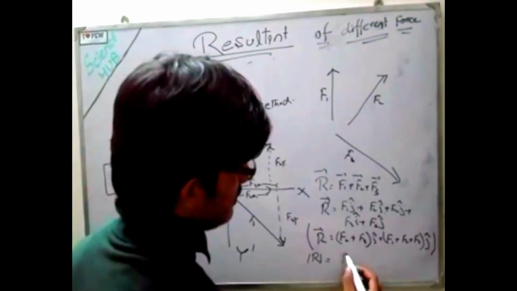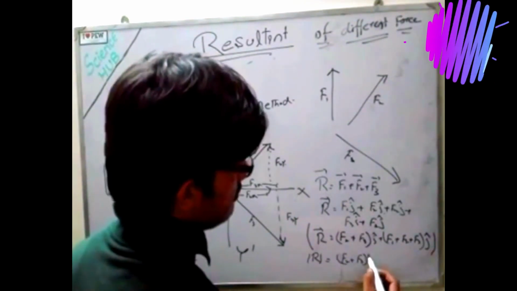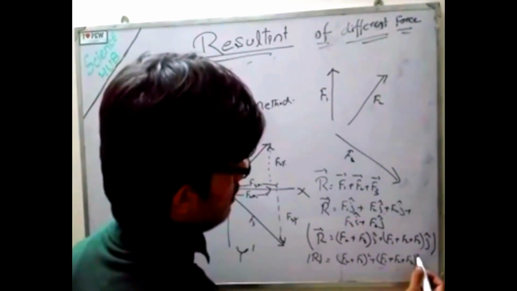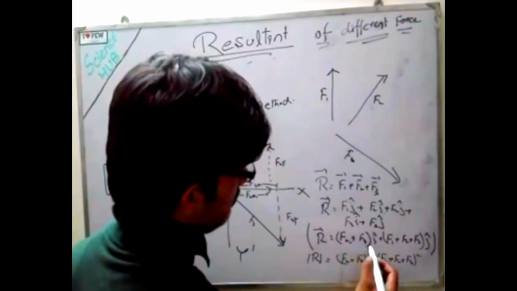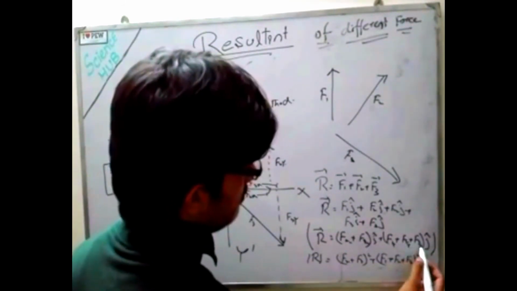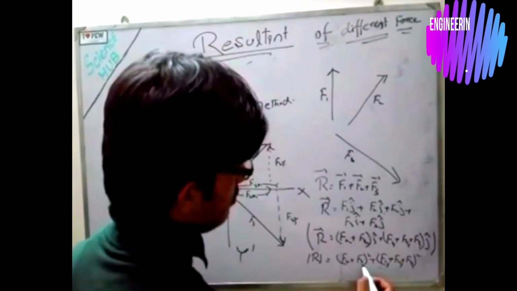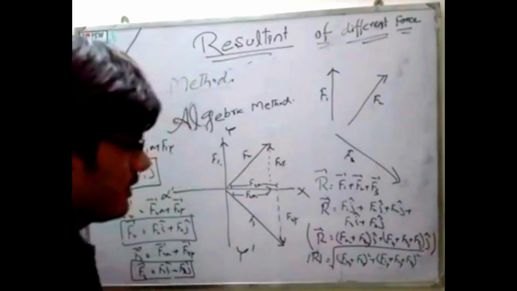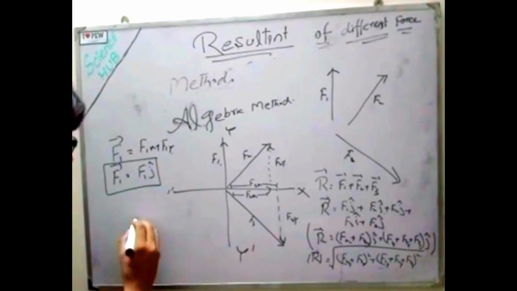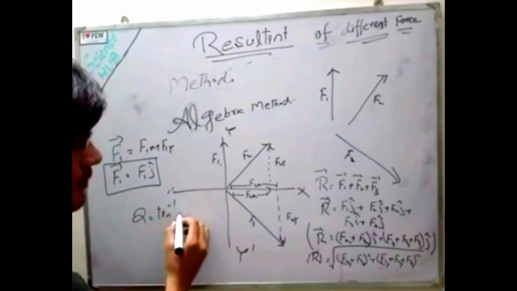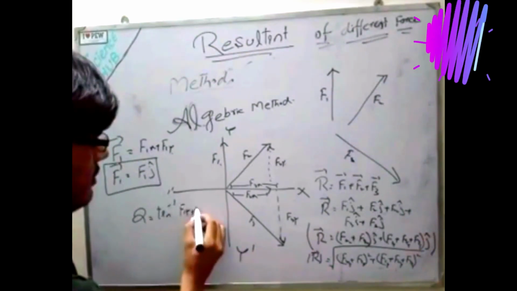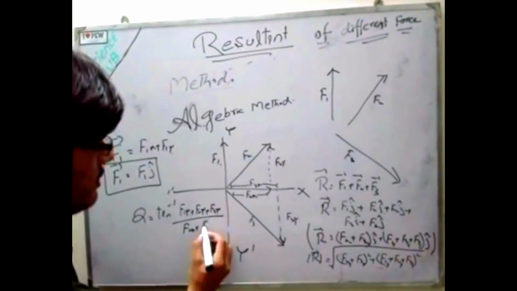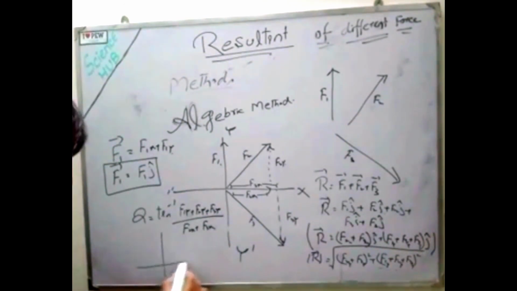Now in order to find the resultant magnitude, we take the x component squared and the y component squared, all under the root, so it will be equal to the resultant. In order to find the angle, I take the tangent inverse of F1y plus F2y plus F3y divided by F2x plus F3x.